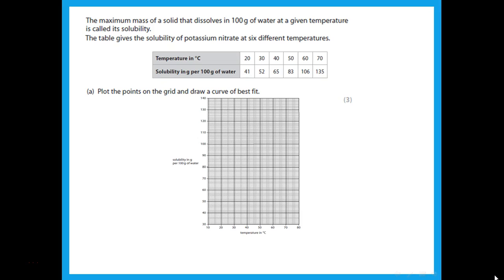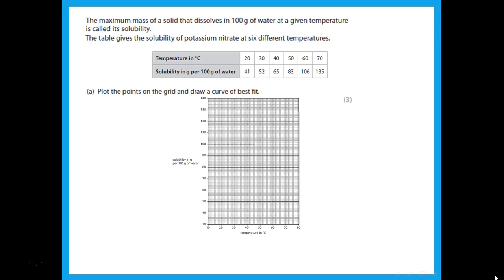The table gives solubility of a certain compound, potassium nitrate, at 6 different temperatures. Plot the points on the grid and draw a curve of best fit. You know how to plot a graph, don't you? You know that to plot a graph, you should use tiny little x's, not dots. Tiny little x's placed as accurately as you can.